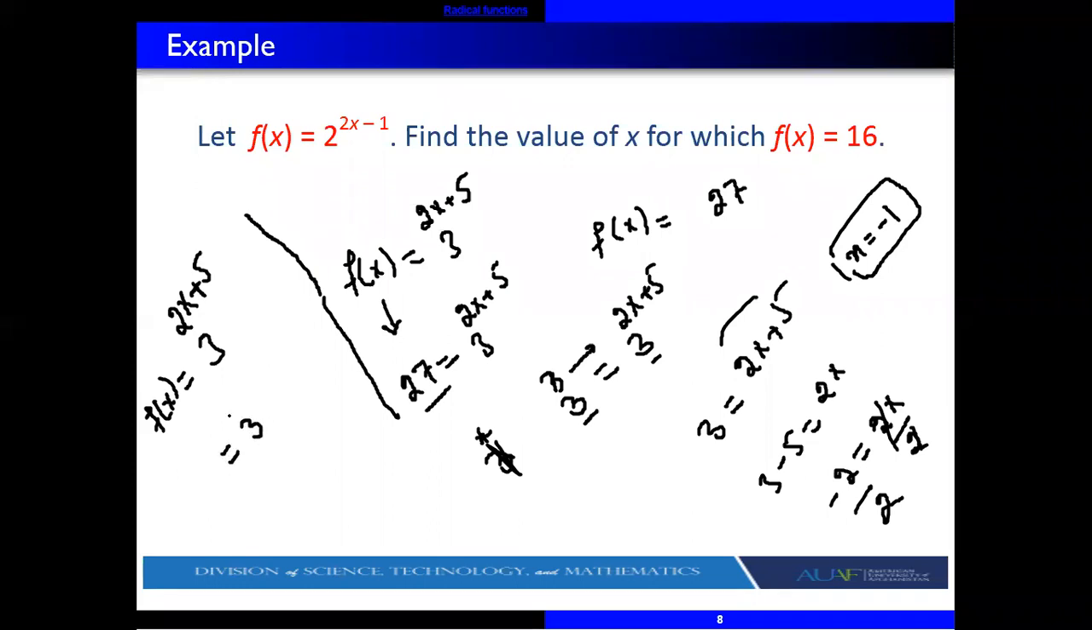So 3 power 2 times the value of x, x value is minus 1, plus 5. So equal to 3 power minus 2 plus 5, and 3 power minus 2 plus 5 equals 3 power 3. So 3 power 3 again equals 27. Okay, guys.